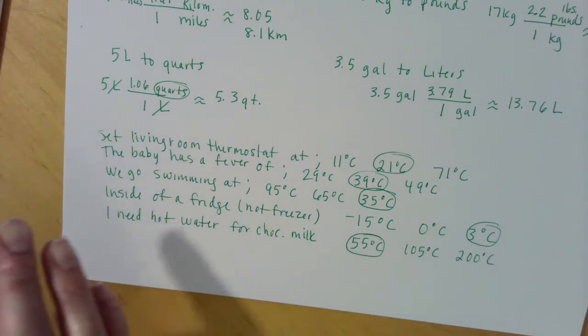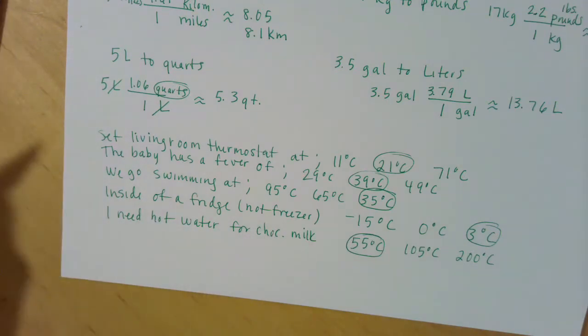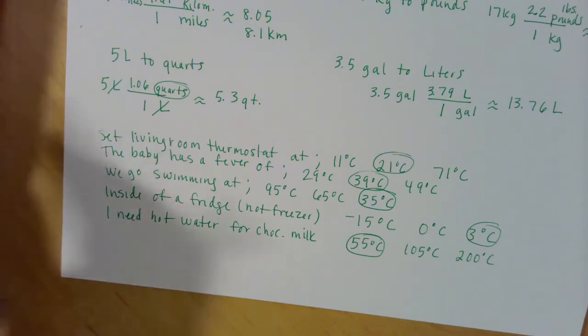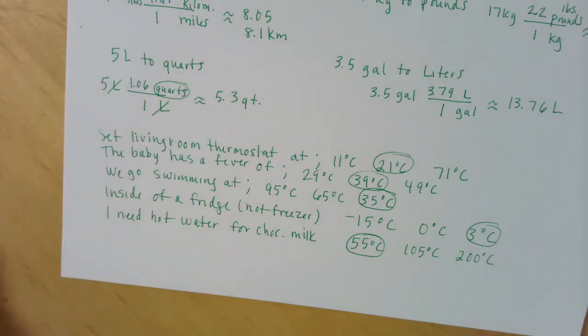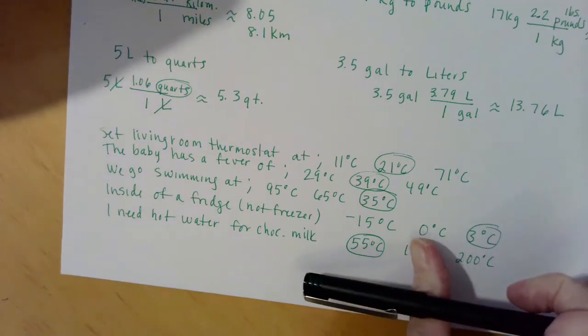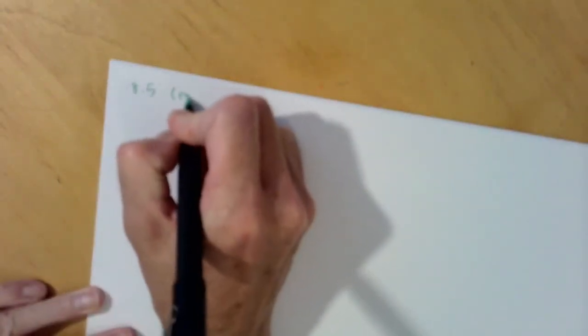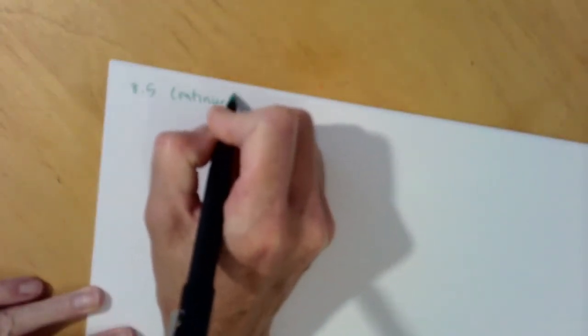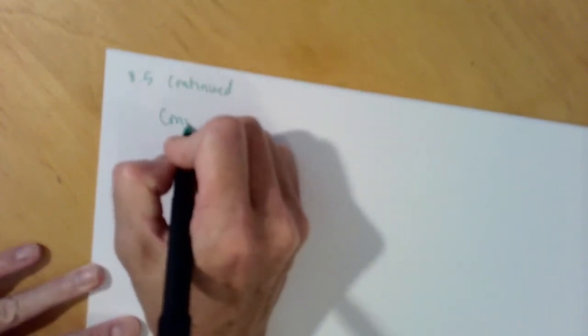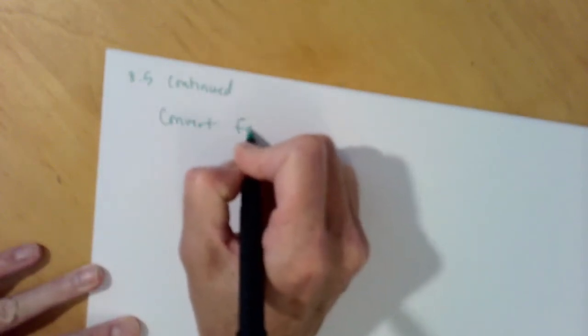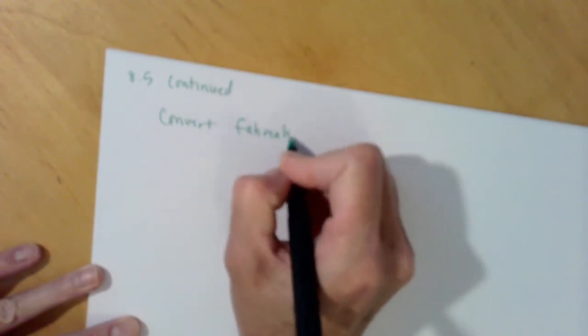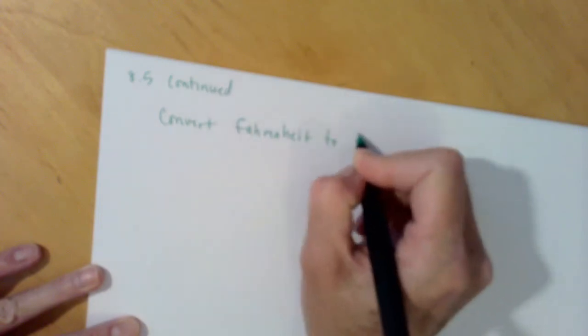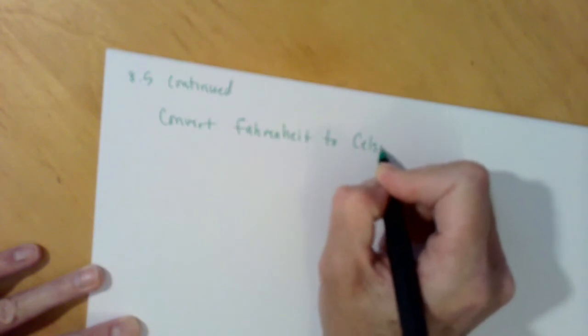Alright, now the last thing this does is have you convert from Fahrenheit to Celsius. And this is actually something I've seen throughout my life, not just when I'm teaching math. So this is kind of a good formula to know. So again, we're still doing 8.5, and this is how you could convert Fahrenheit to Celsius. This is the formula you use.